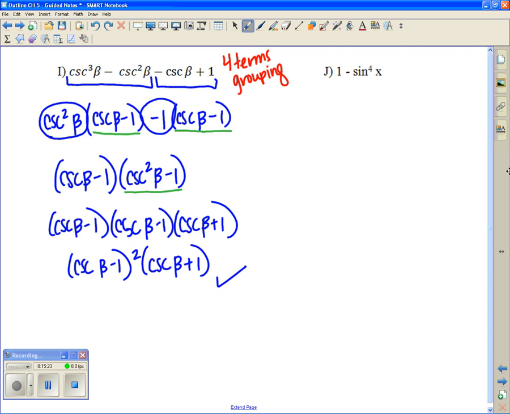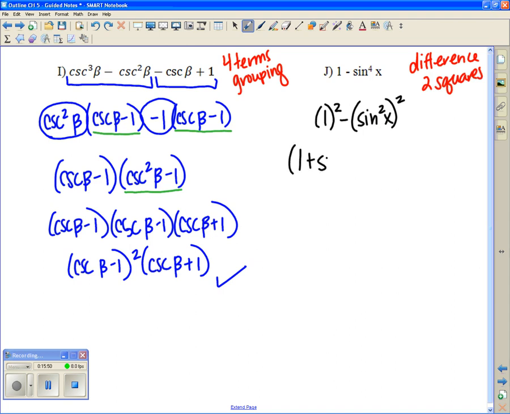Last one. 1 minus sine to the fourth x. I look at this, I see a difference of two terms, so it's a difference of two squares. It might help you to write them as squares. So 1 is really 1 squared, and sine to the fourth is really sine squared squared. So I know that I can do a plus b times a minus b. 1 plus sine squared x and 1 minus sine squared x.